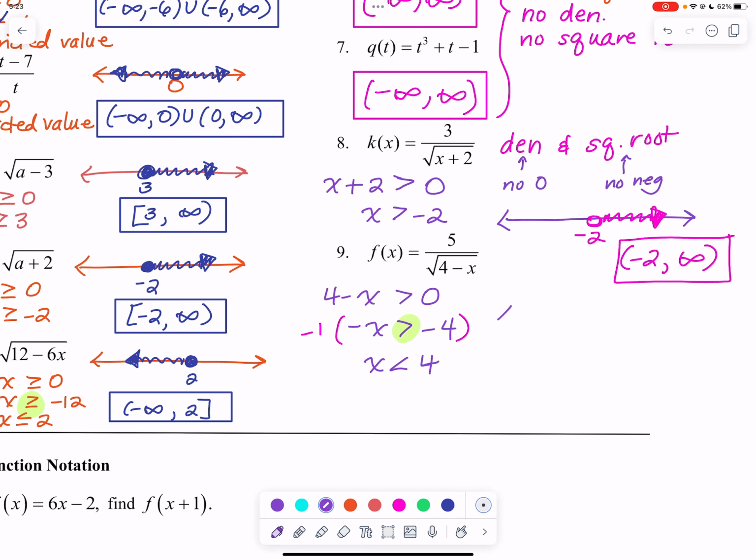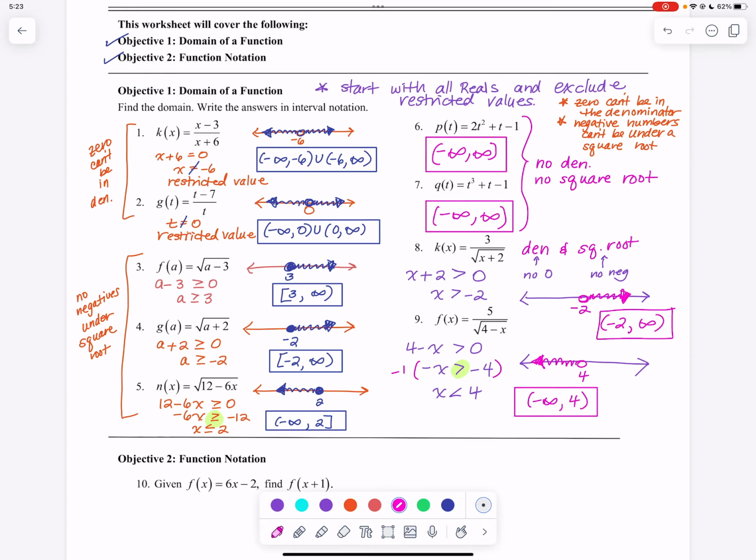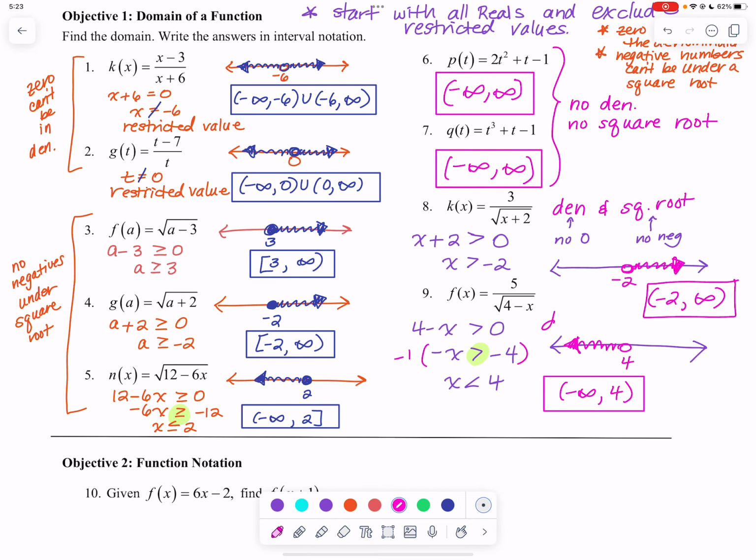So having that number line, we can see that we have a 4, and we want everything less. So we have negative infinity going all the way to 4. And that's our domain. Okay, that was a lot. So we do need to just practice those, but we're looking for square roots and denominators.